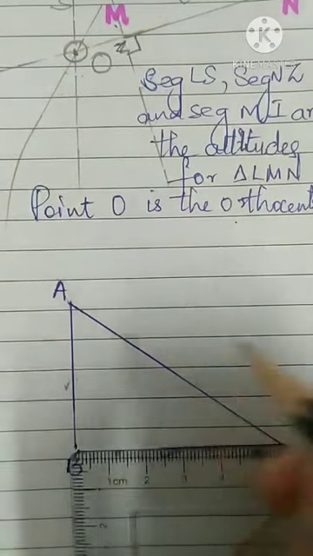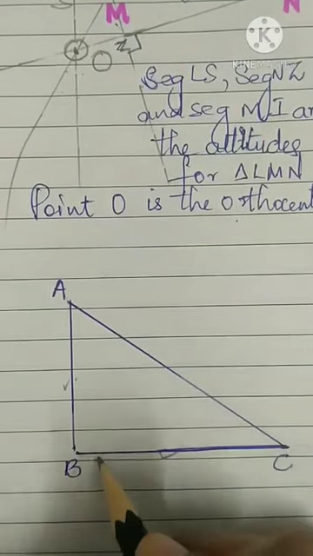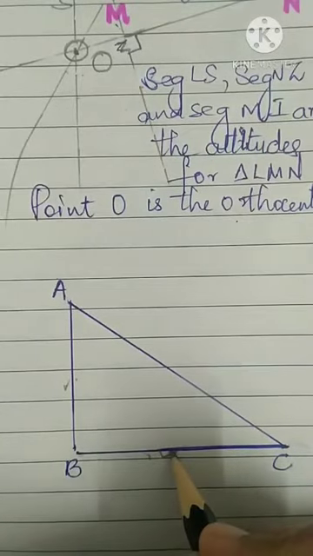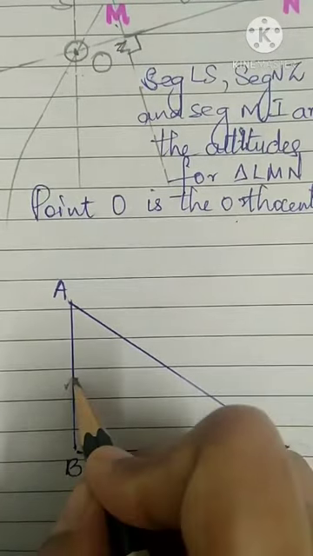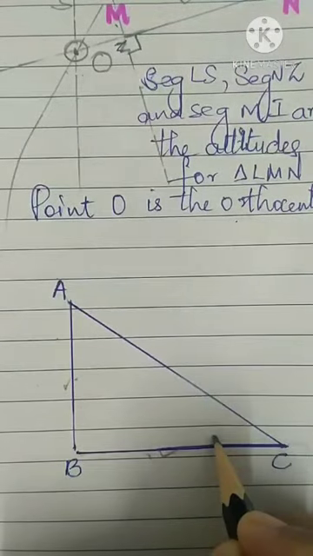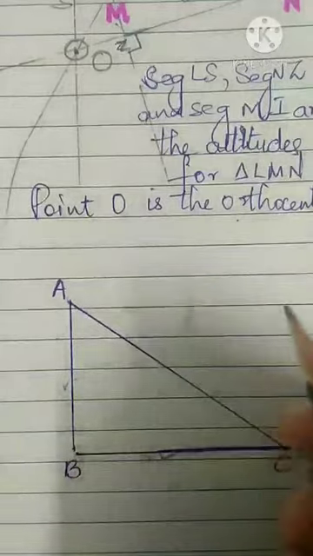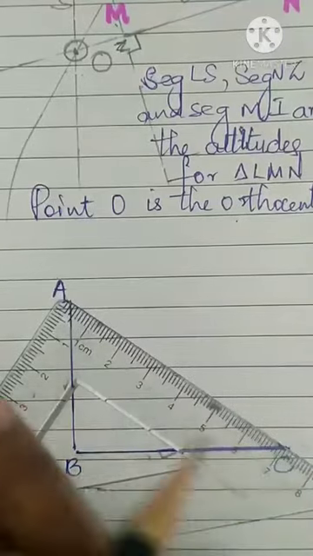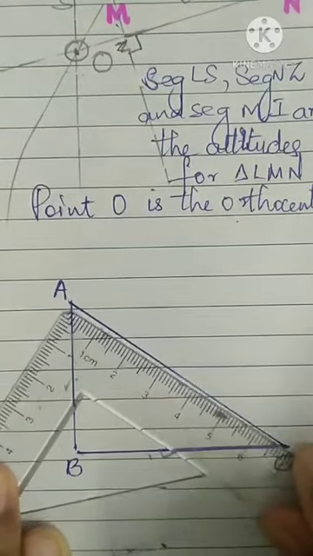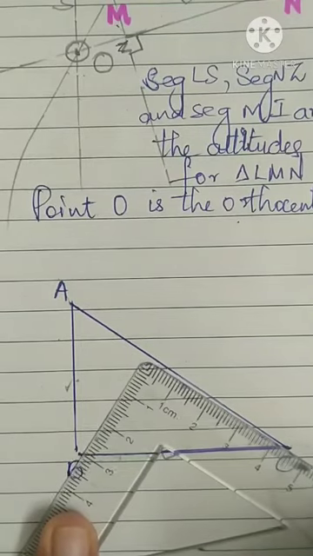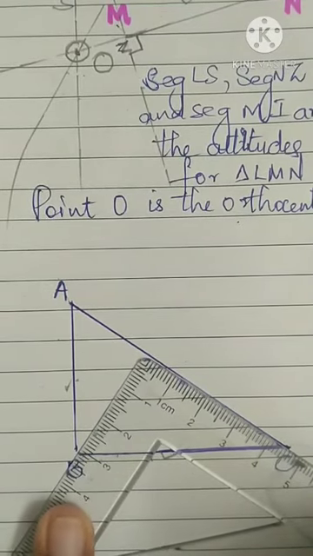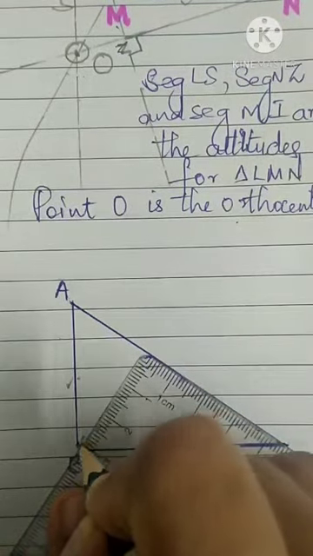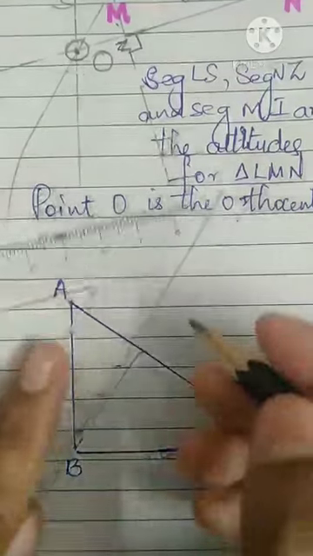For side AB also, the altitude is nothing but side BC. Means for both sides, each is the altitude of the other. For side BC, AB is the altitude. For side AB, BC is the altitude. So we don't have any work to do. Now we have the third side, AC. So keep the base of the set square and this part should go through B. Yes, touching B. Come back. Now it should touch B and this part should be on AC. So here you have to draw the altitude. Yes, got the altitude?